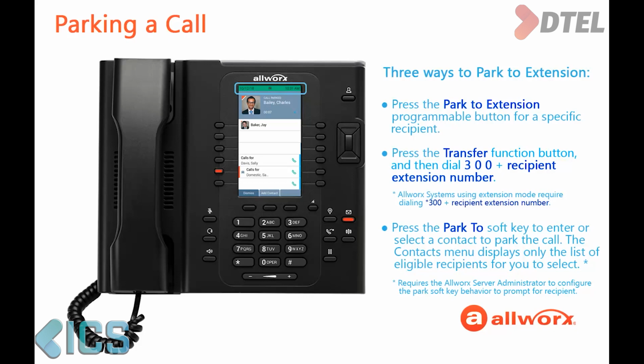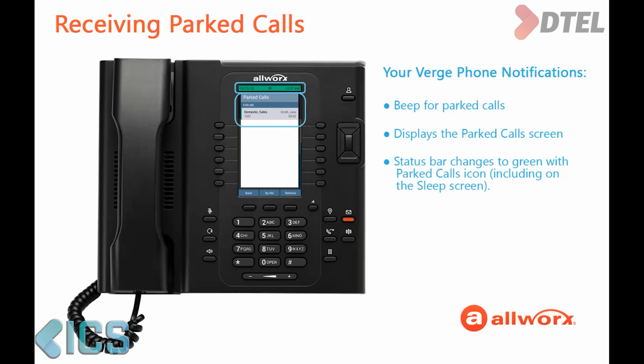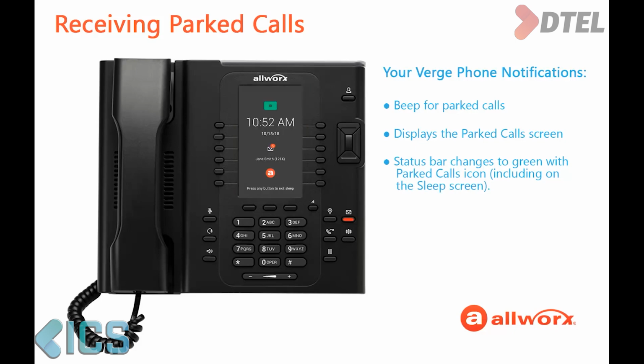If someone else parks an active call to your extension, your Verge phone plays an audible notification unless your phone is set to Do Not Disturb. The Verge phone screen displays a list of parked calls with your parked calls at the top of the list, and the phone status bar changes to green with the parked call icon displayed. And if your Verge phone is in sleep mode, the green notification bar and the parked call icon display on the sleep screen.